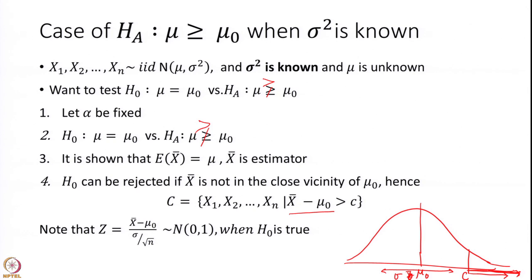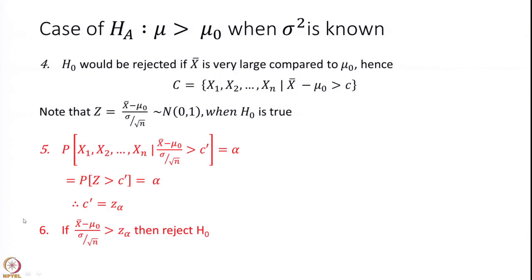So again our test statistic is the standard normal deviate z, which is x bar minus mu 0 over standard deviation over square root n, which is a normal with a known population mean and standard deviation when H naught is true. And therefore we come to the test statistic. This is where the difference is. I have shown it in red. The absolute value is gone. It has to be greater than c dash, where the probability of Z greater than c dash is alpha. Then c dash has to be a small z alpha. And we will say that the decision is, if the Z value is greater than z alpha, then we reject H naught.